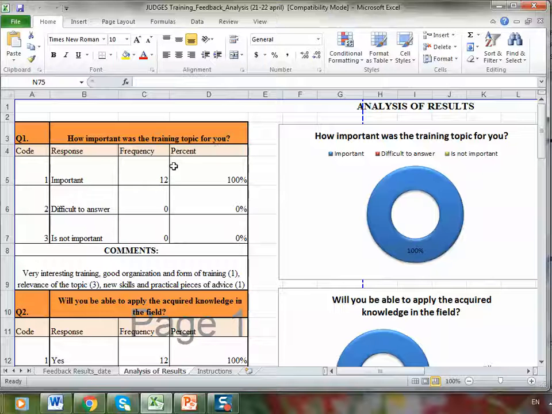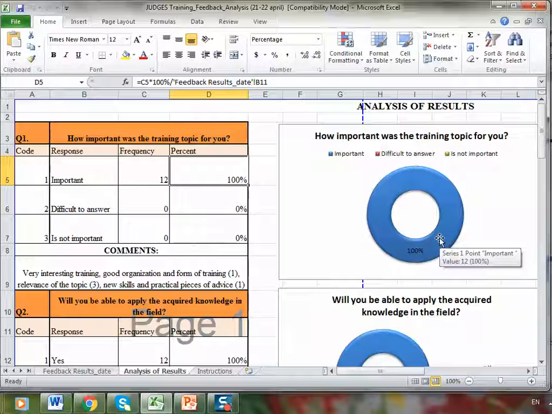you? And we have 3 responses: important, difficult to answer, and not important. As we see, all of the respondents chose the important response, basically 100% satisfaction. And we see a graph here which shows that 100% of participants answered this way.